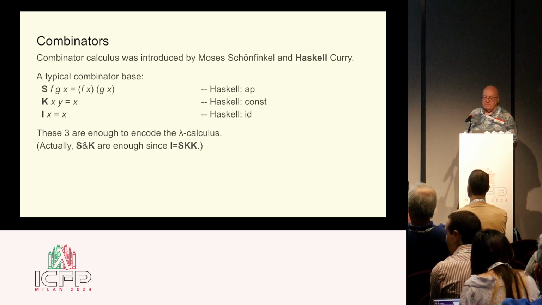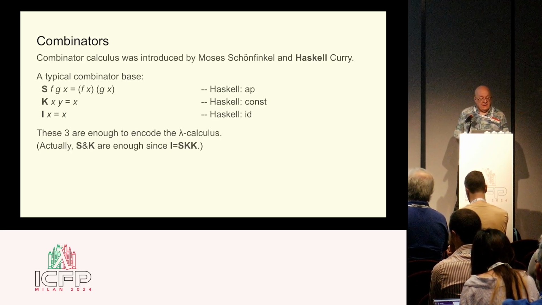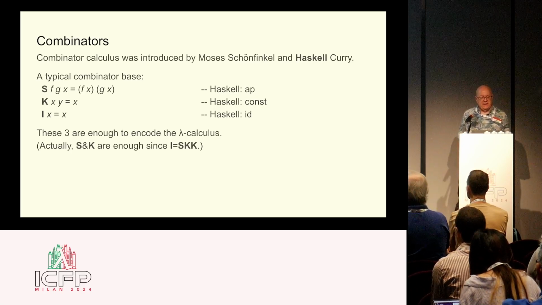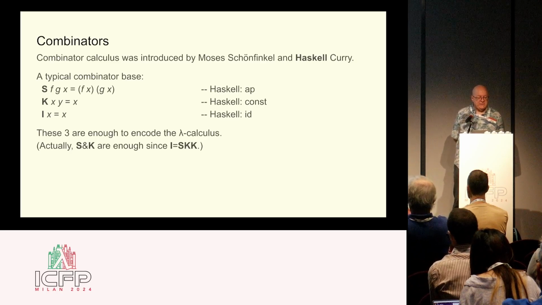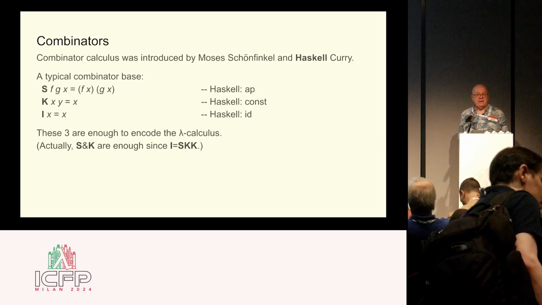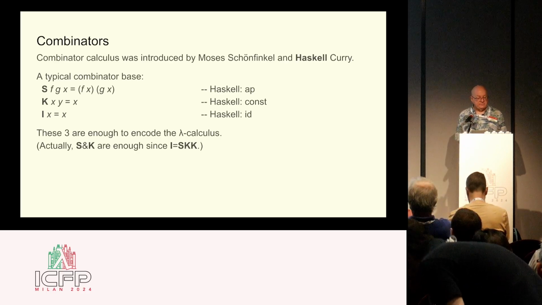So here are the 3 combinators that you can use as a base. I is the identity function, K is the constant function, it returns its first argument, and S, you can think of as spread: it takes the X and gives it to both F and G. And if you have these 3, you can take any lambda calculus term and turn it into SKI instead.